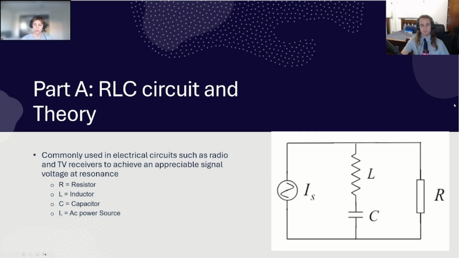RLC circuits are common electrical circuits with components of an inductor, a capacitor, and a resistor. These circuits are commonly used in applications such as TV receivers to achieve an appreciable signal voltage at different resonances. RLC circuits have varying behavior depending on the values and orientation of the circuit components. The circuit can have a transient response when it transitions from one steady state to another, a resonant response when its impedance reaches a minimum resulting in a maximum current flow, or a damping response when the circuit is dissipating energy over time.